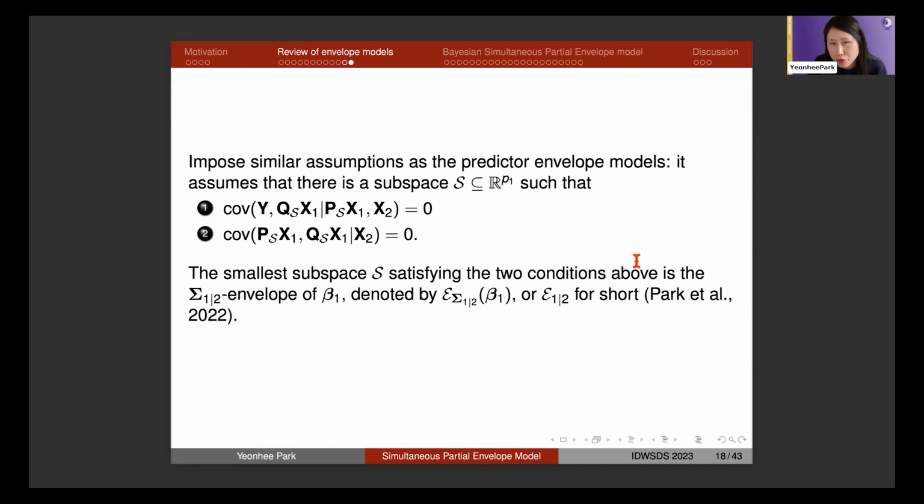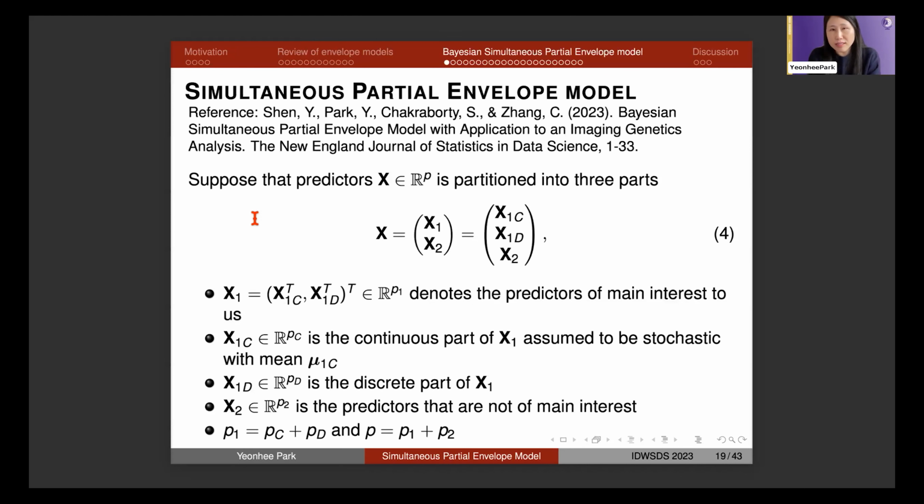Again, we impose two conditions to construct the envelope models. Those two conditions are exactly the same as the conditions for the predictor envelope, except that I further condition on X2. Then we could define the smallest subspace of P1-dimensional space, and this is called the partial predictor envelope. So let's move to the new method called the simultaneous partial envelope model.